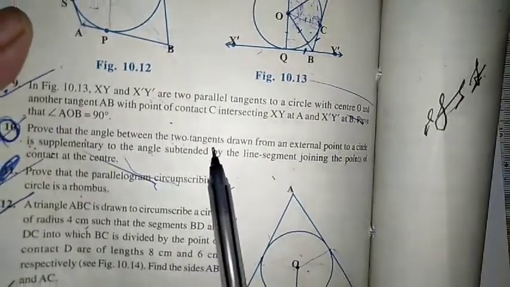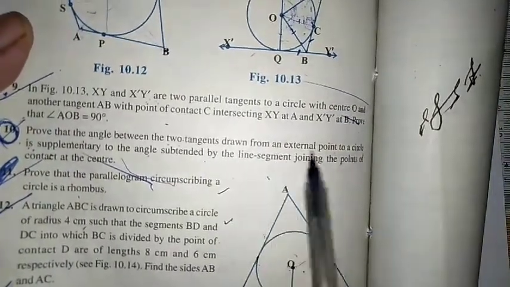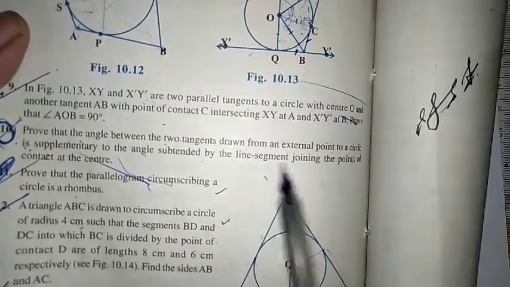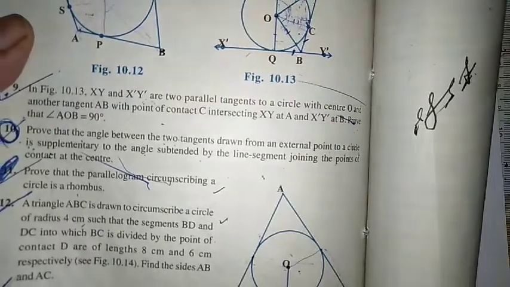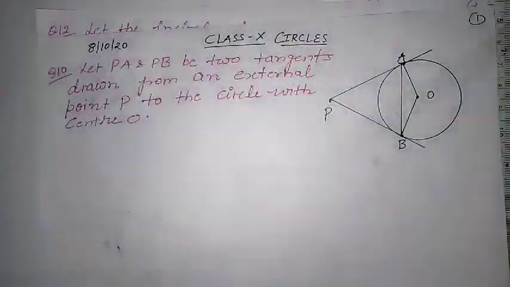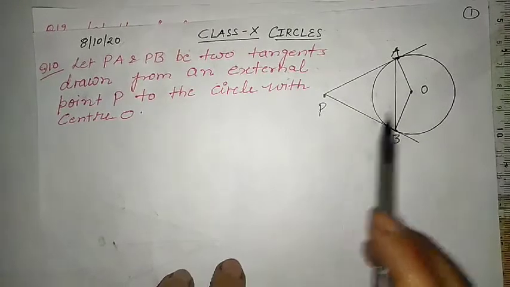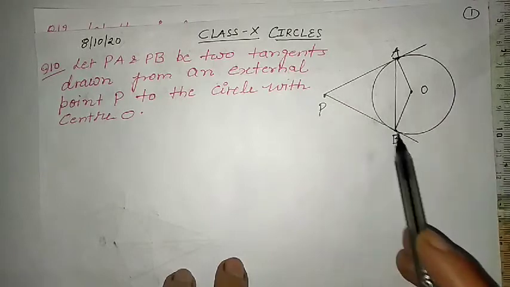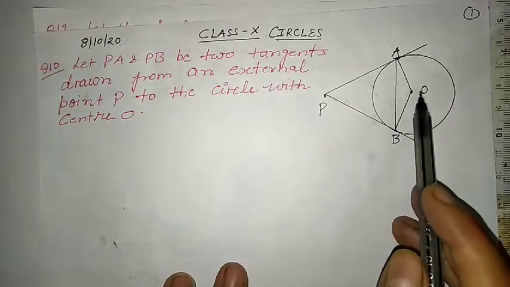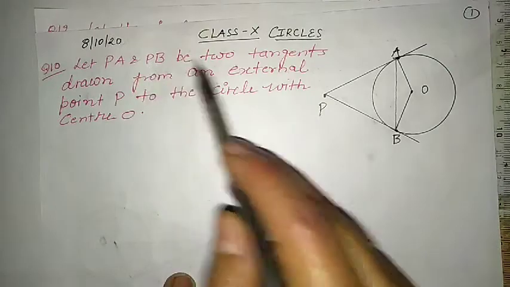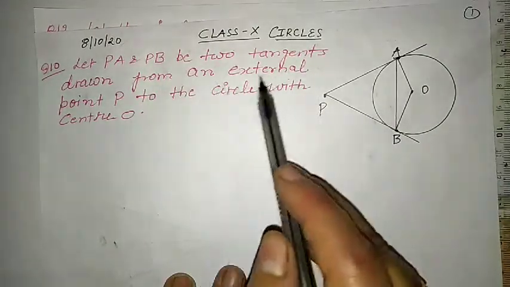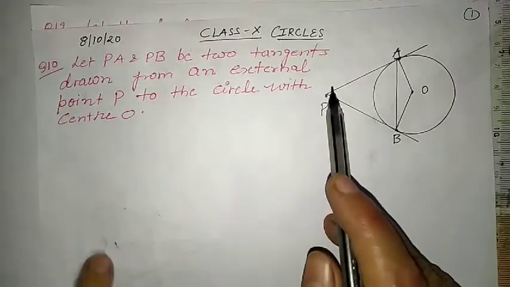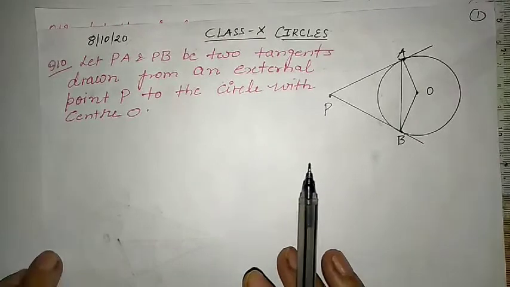Prove that the angle between the two tangents drawn from an external point of a circle is supplementary to the angle subtended by the line segment joining the points of contact at the center. This is given, so the figure will be like this. This is the circle and P is the external point, and PA and PB are two tangents. So let PA and PB be two tangents drawn from an external point P to the circle with center O.